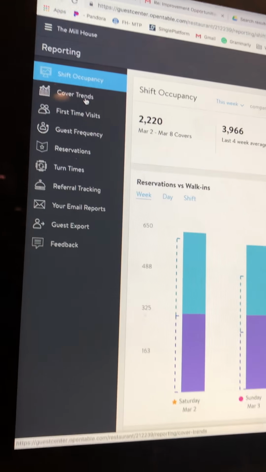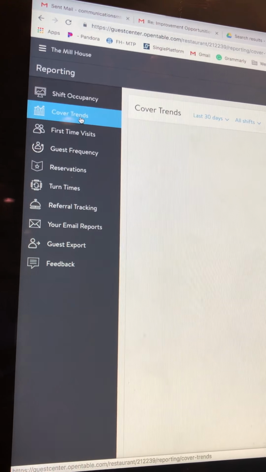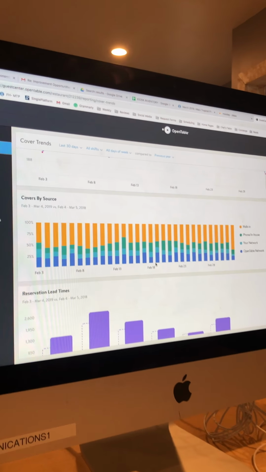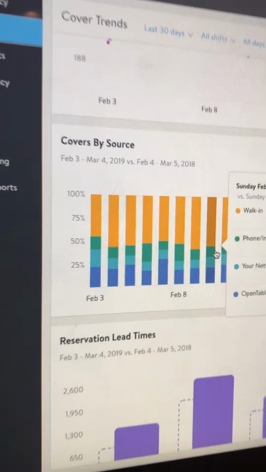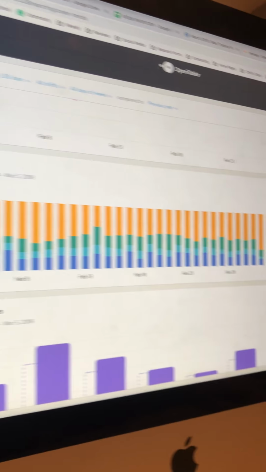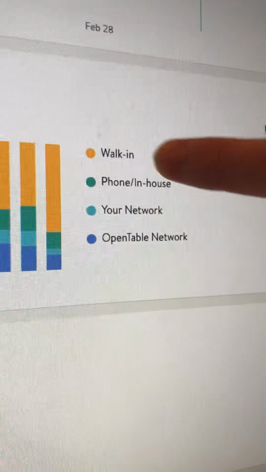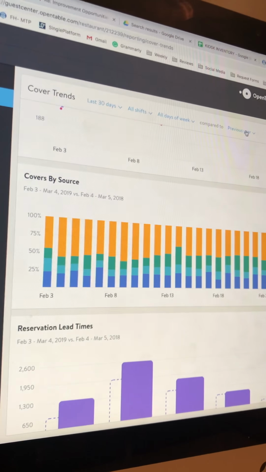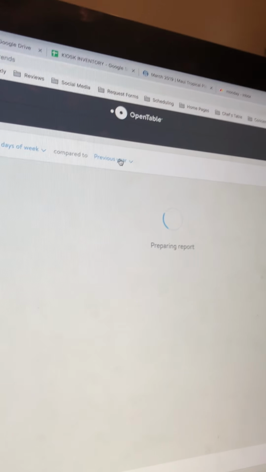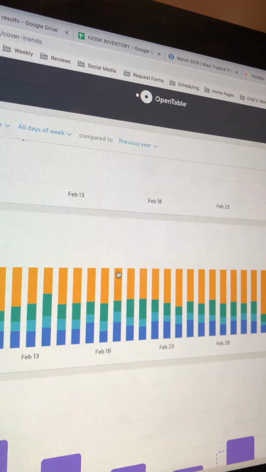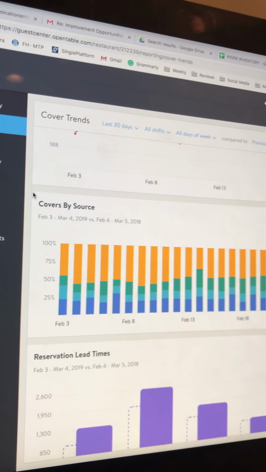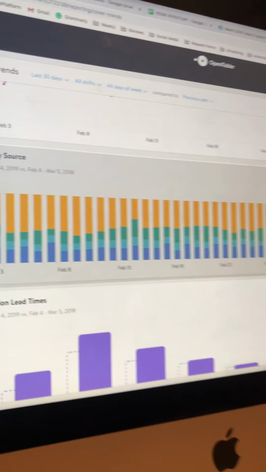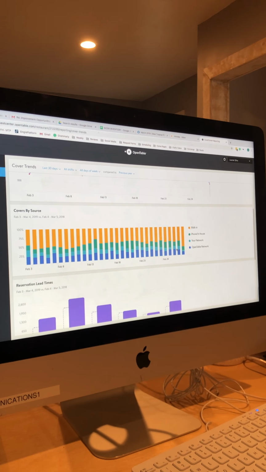And then we want to go into our cover trends, and we want to go down here to covers by source. This is a quick way to visually help the managers and everybody understand where the majority of our covers are coming from. And so we are going to have this one compared to the previous year, so we can see throughout the year and up to this point what sources are really helping pay off for the restaurant and where our guests are coming from.